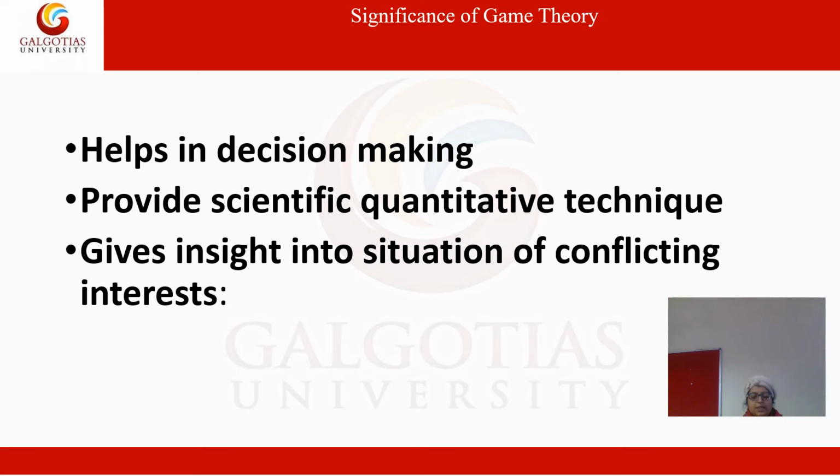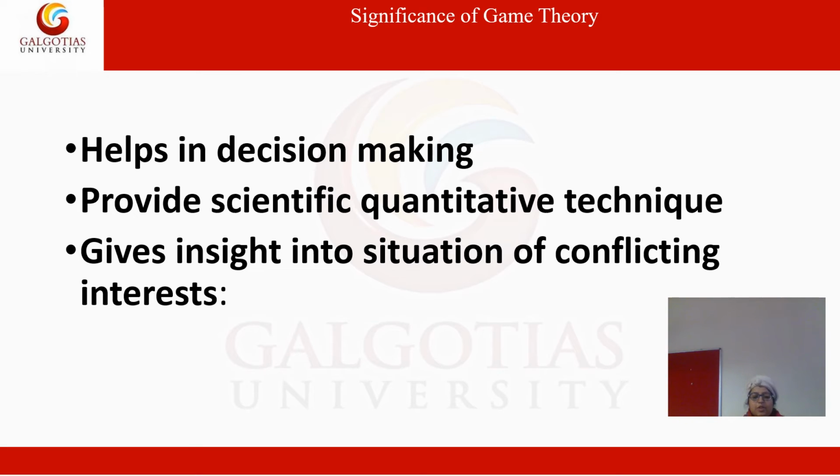The following is the significance of game theory. It helps in decision making. Game theory develops the framework for analyzing decision making in situations of interdependence of the firm, with the existing uncertainties about the competitor's reaction to any course of action adopted by the firm.